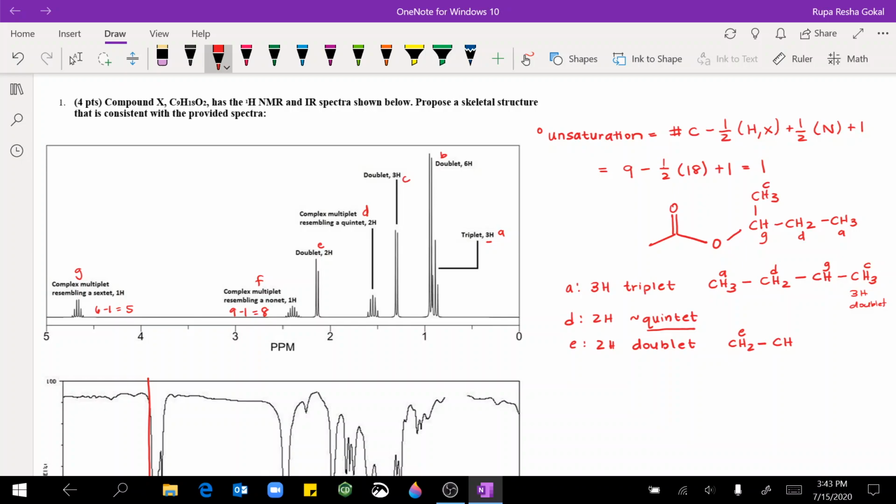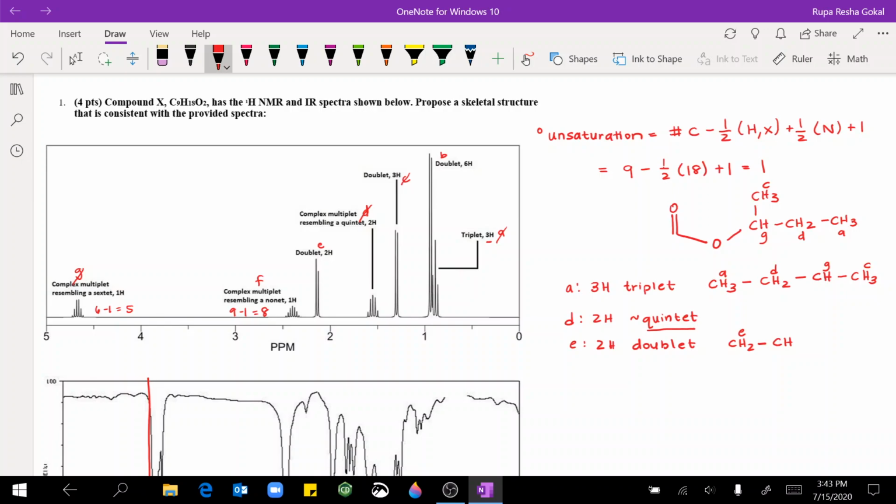So notice, just starting at that 3 hydrogen triplet of A, I've built one whole part of my molecule and even figured out which part of it goes next to the oxygen, as opposed to which part of it goes next to the carbon of the carbonyl. Now I've got to figure out the rest of this. So let's go back now. Signal A is accounted for, signal B is not accounted for, signal C is accounted for, signal D is accounted for, and signal G is accounted for.